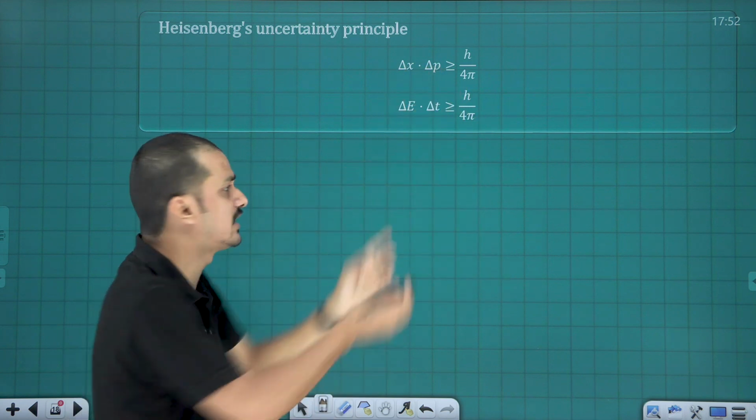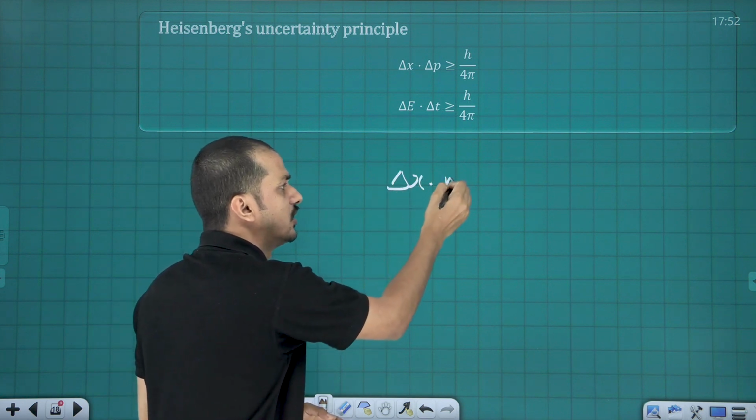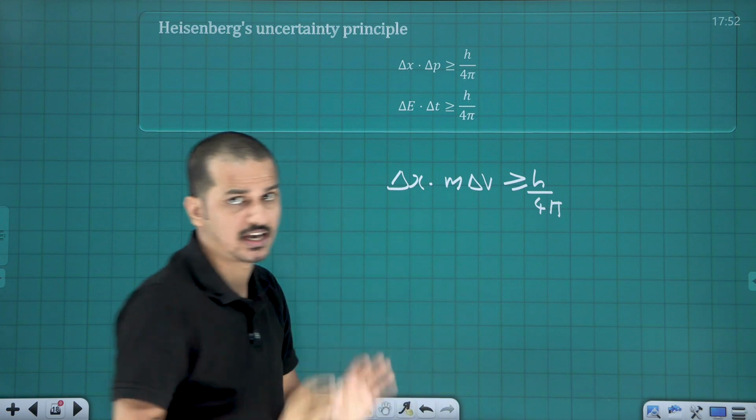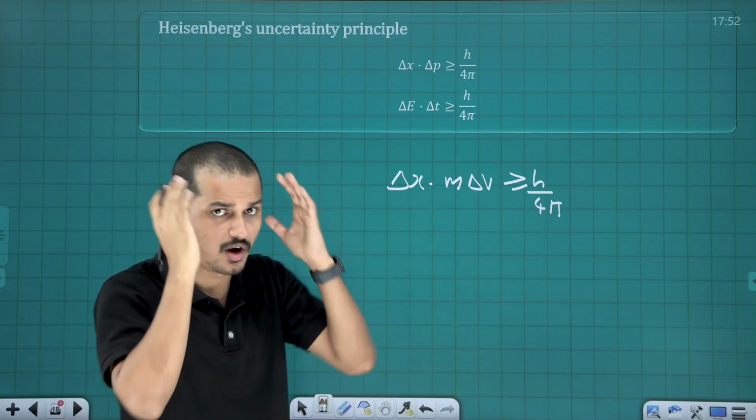Instead of this delta x into delta p, we can use like this also: delta x into m delta v greater than or equal to h by 4 pi. Like that also we can utilize. We can use that formula also. You have to keep it in mind.